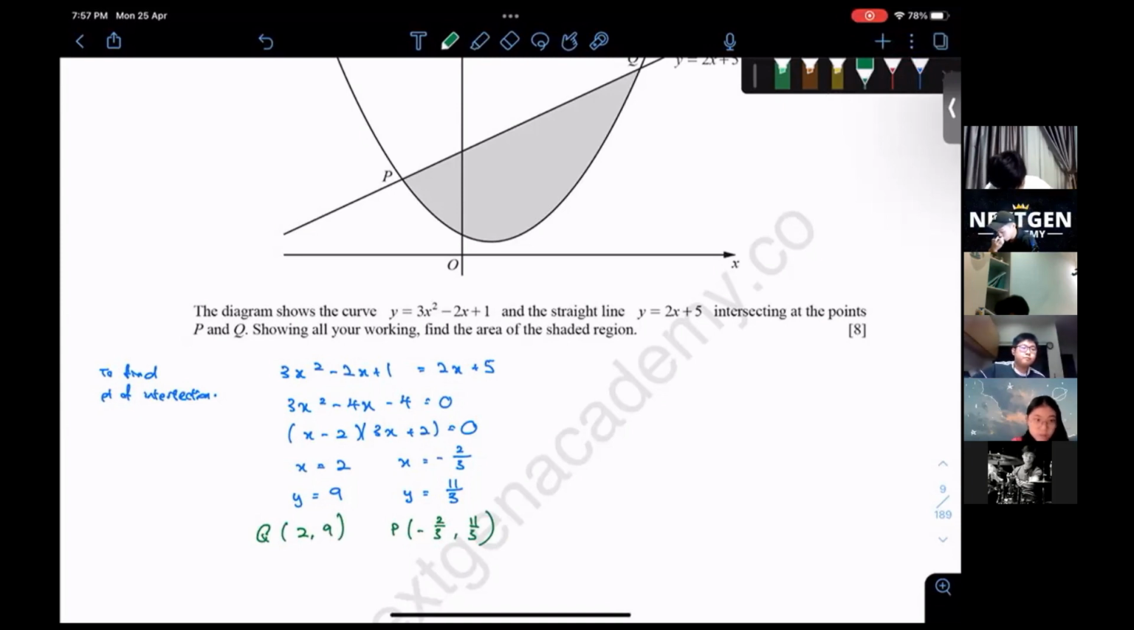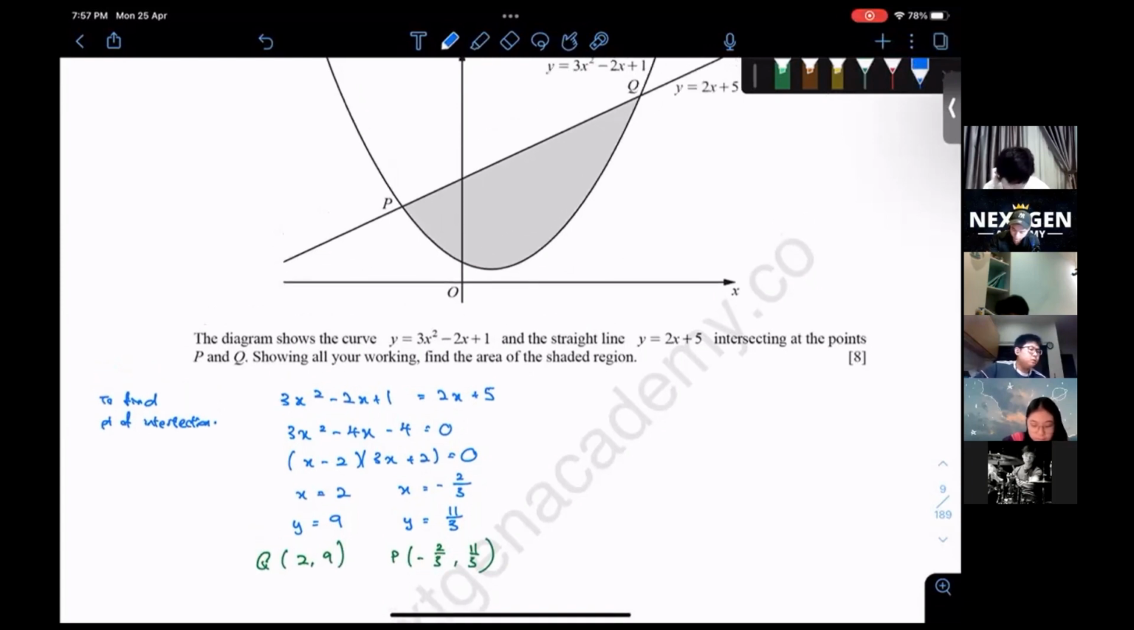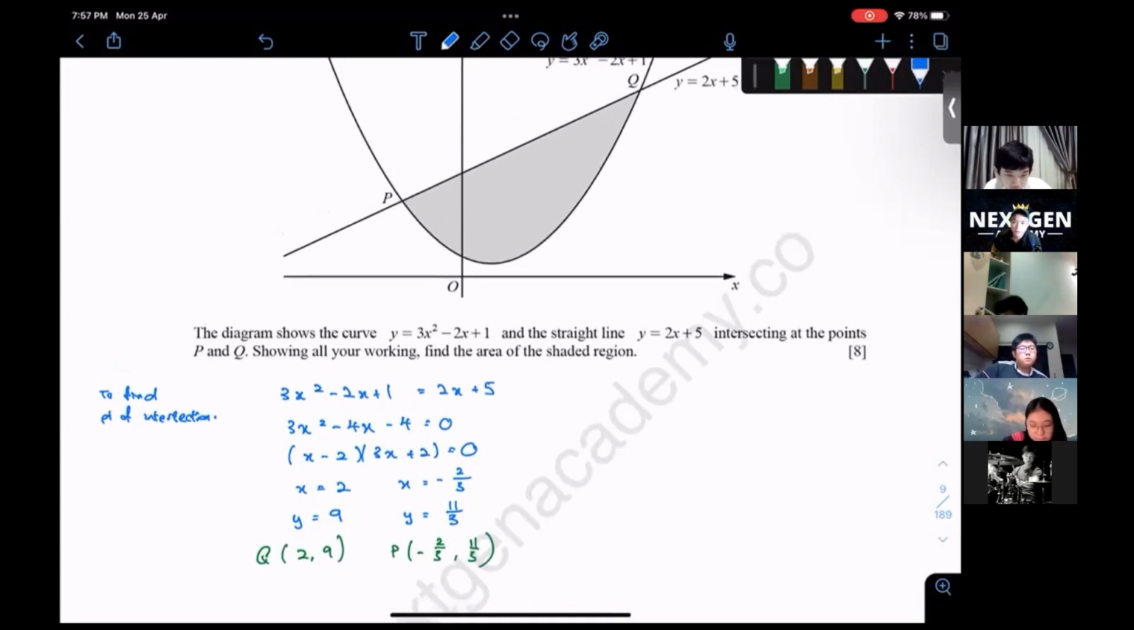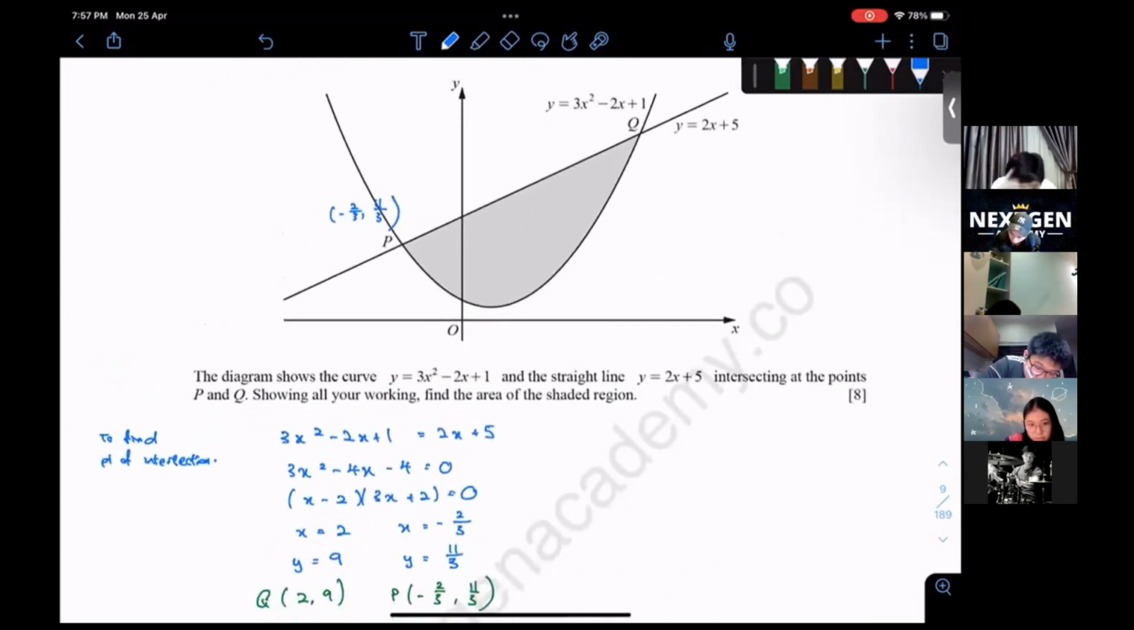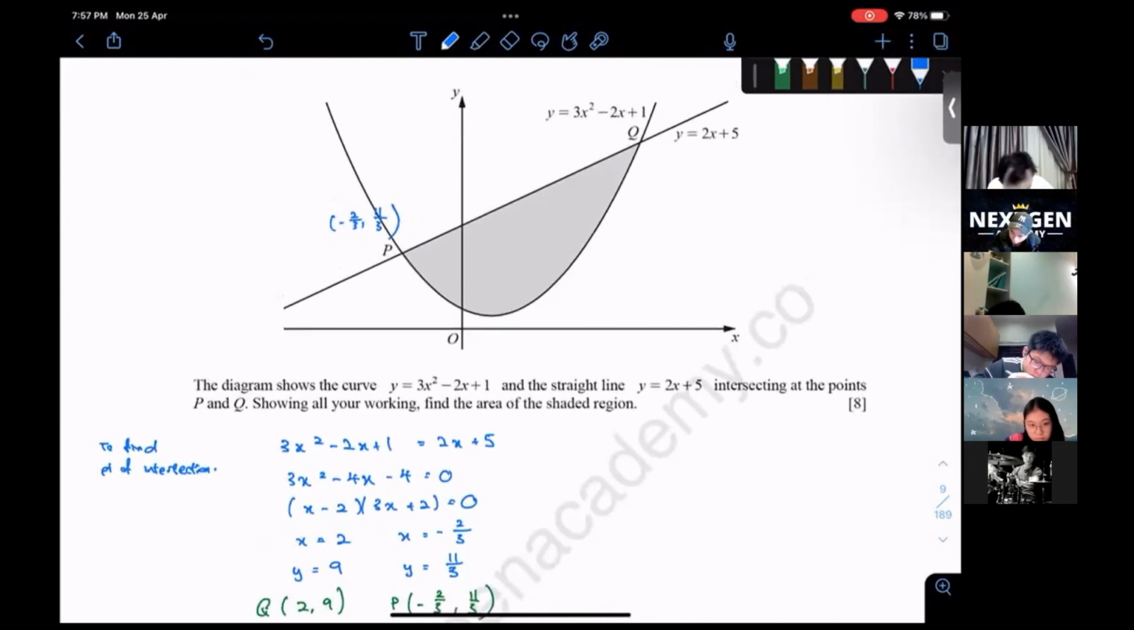So let's write all of this information down neatly also. We don't want to write it all over the place. Then whatever you can plot on the graph, let's plot it also. To determine which is P and which is Q, you just need to see which x value is smaller and which is bigger, just left and right. So you have to use your logic a bit. Let's plot this out first. Negative 2 over 3, 11 over 3. Q will be 2, 9.